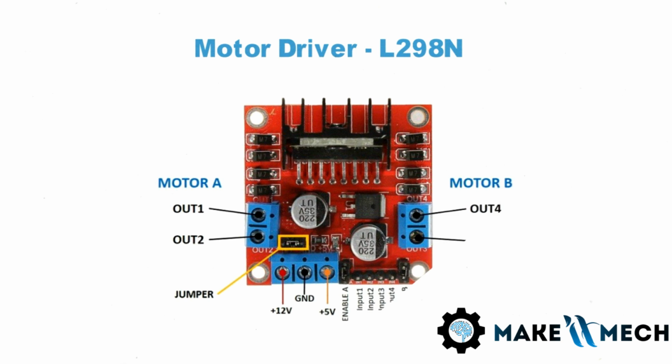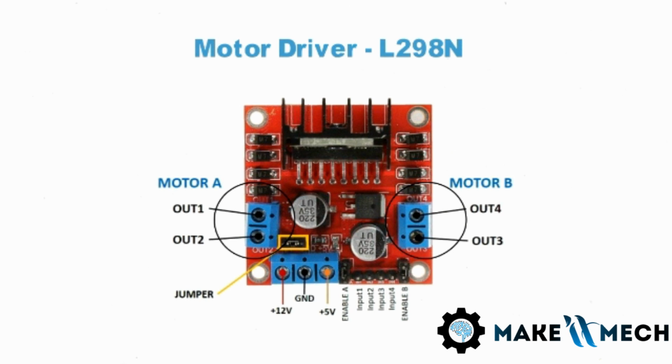Motor driver L298. To control the speed of the motors, we have to use a motor driver, a bridge between your main board, your microcontroller, and the motors. So for controlling the speed, we are using the L298 module. Here is the pinout configuration.